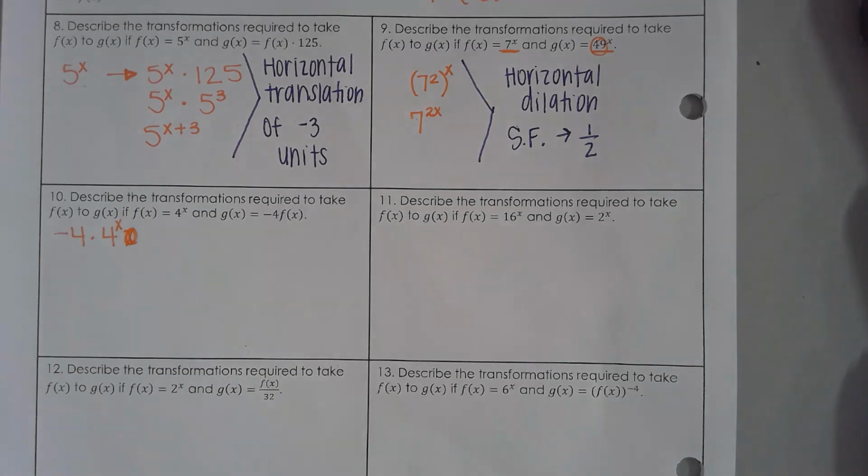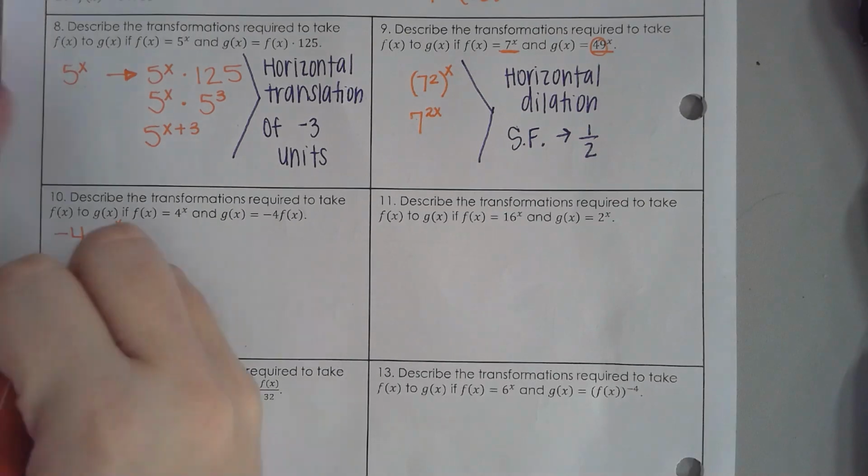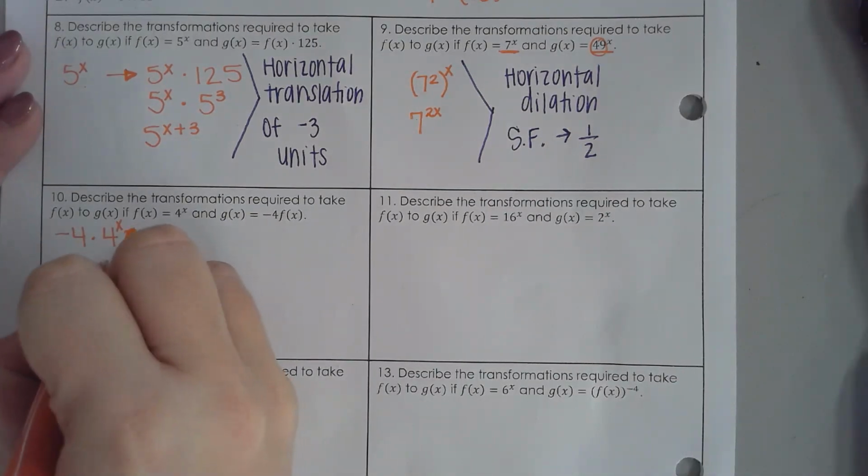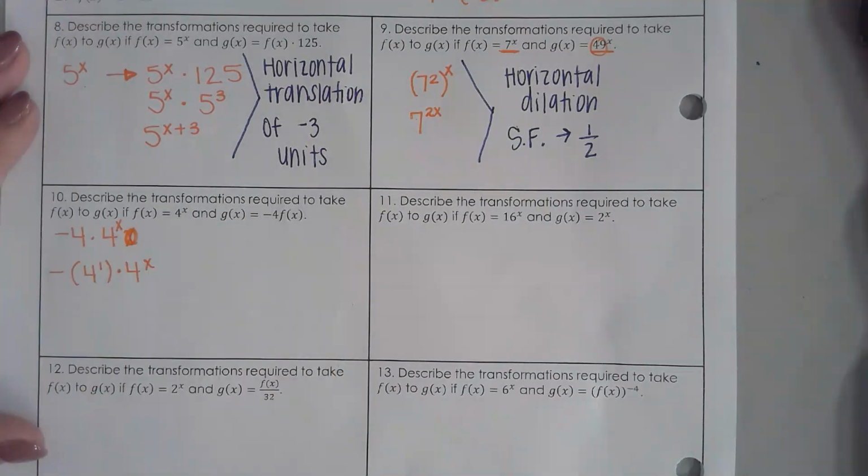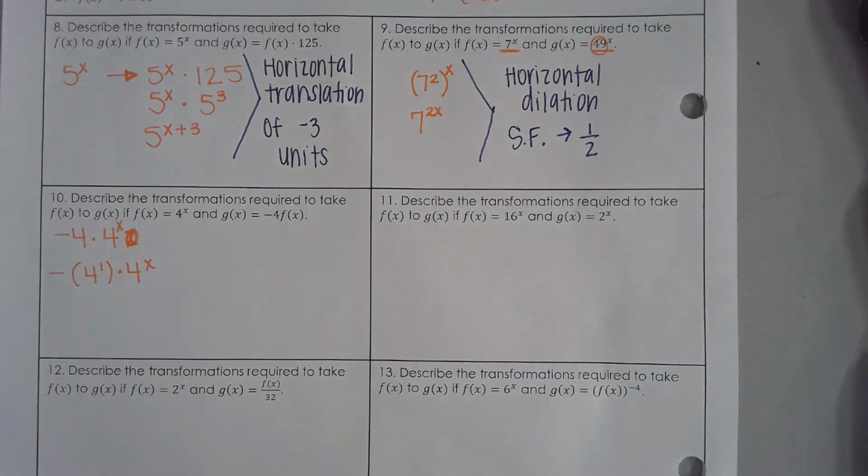So how could I write a 4 with an exponent that still has a base of 4? 4 to what power is 4? 1. This is the same thing as negative 4 to the first times 4 to the x. Again, sometimes you just have to play around. What do I know about these numbers? This would probably fall in your multiple choice. So if you did not see a vertical dilation of 4, then you know you probably need to work around with the numbers some more.